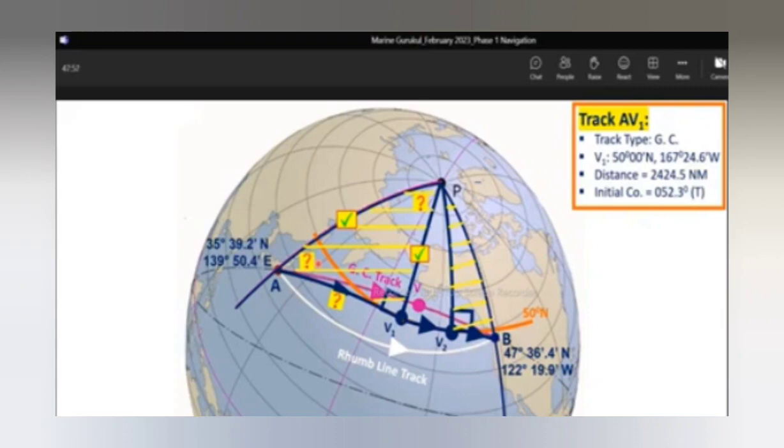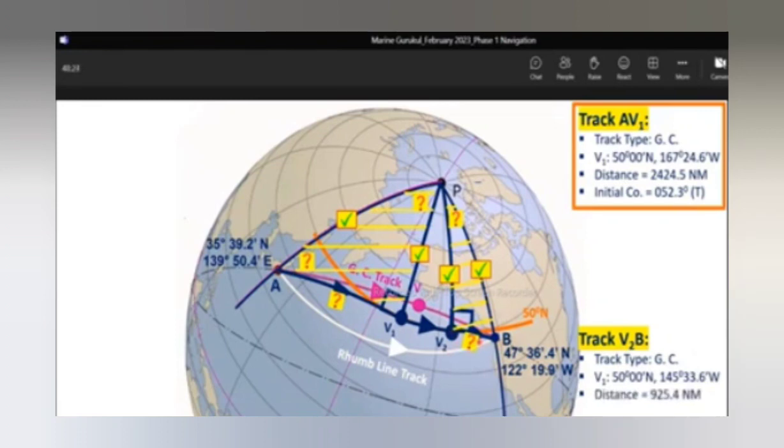We can solve for triangle PV2B for track V2B. We know it's a GC track. We know this because this is the colat of the vertex. This is the colat of point B, and we can solve for this angle, which shall help us in getting the coordinates of the vertex. We can solve for this V2B arc, which will help us in giving the GC distance on the third leg. And we can also calculate this angle, which shall help us in getting the final course of the vessel.